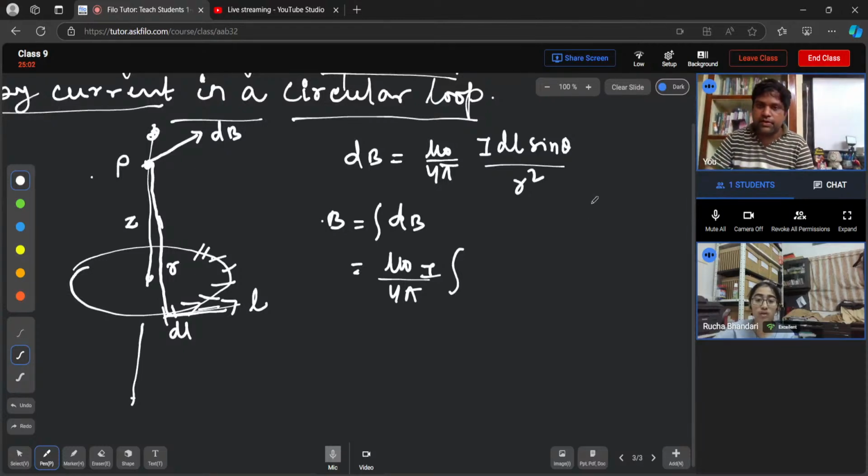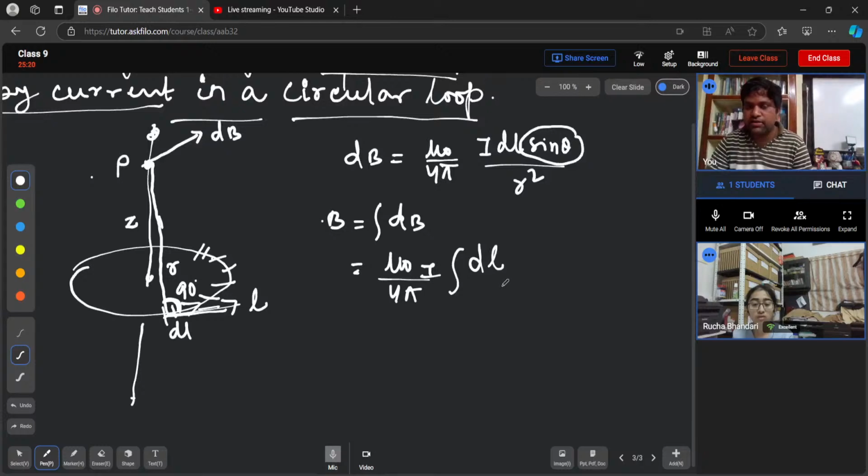dl sin theta, the angle between dl and r is always 90 degrees, so sin 90 is 1. So the integration is dl by r square, with I outside. It will be the integration of dB cos theta. Why dB cos theta? Now see.